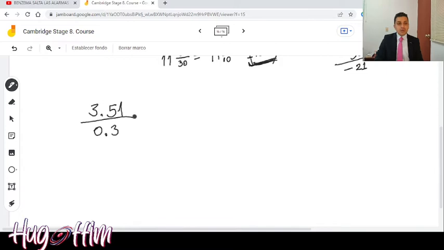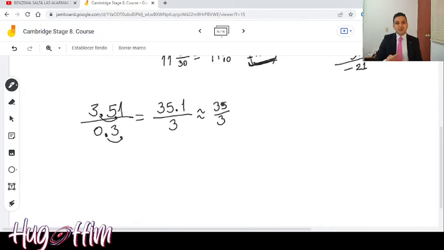The other way to improve our estimation is that I'm going to first get off this decimal. So I'm going to multiply by 10 to get 35.1 divided by 3. And now I'm going to round 35.1. It's around 36 or 35. It's around 35 over 3.